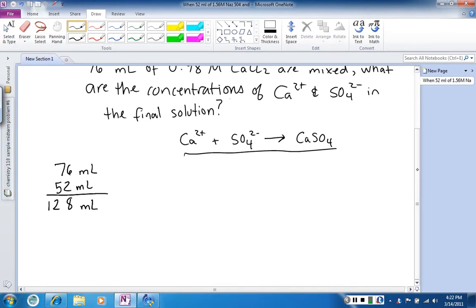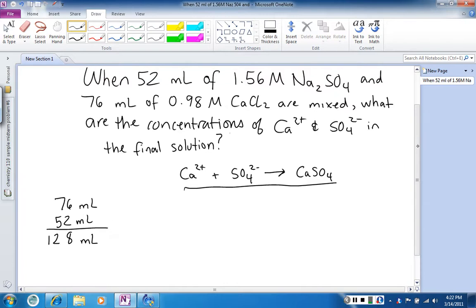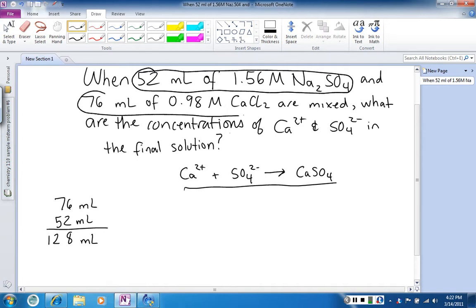The next step is you have to figure out your ion concentrations to begin with. You've got this set right here, and you've got this set right here. Now you don't got to worry about the spectator ions. Actually, Cl minus is your spectator ion. There's 2 of them. So let's figure out our ion concentrations of ones that participate in the reaction.